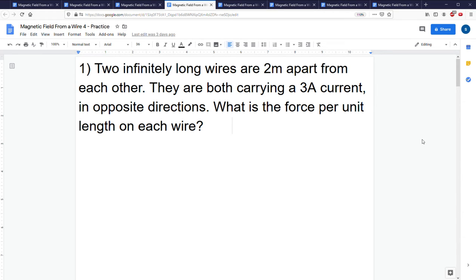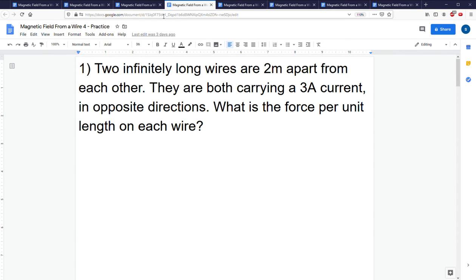Problem 1. Two infinitely long wires are 2 meters apart from each other. They are both carrying a 3 ampere current in opposite directions. What is the force per unit length on each wire? Please pause the video and attempt this problem.